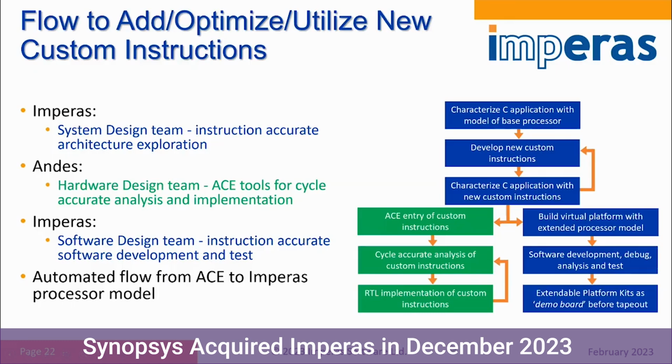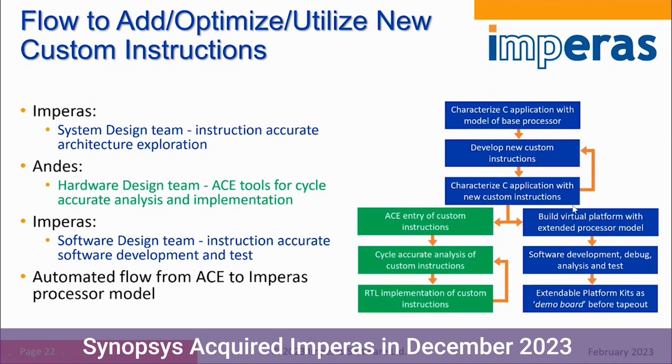Looking at that flow from a slightly different diagram, the blue box flow here is the Imperas side, and the green ones are Andes. Drilling in a little bit further, the application architecture exploration starts with running a C program on Imperas, iteratively finding and optimizing your custom instructions. And once you're ready, you can take it to the Andes side and use ACE to enter the custom instructions, do cycle accurate analysis, and so on and so forth.